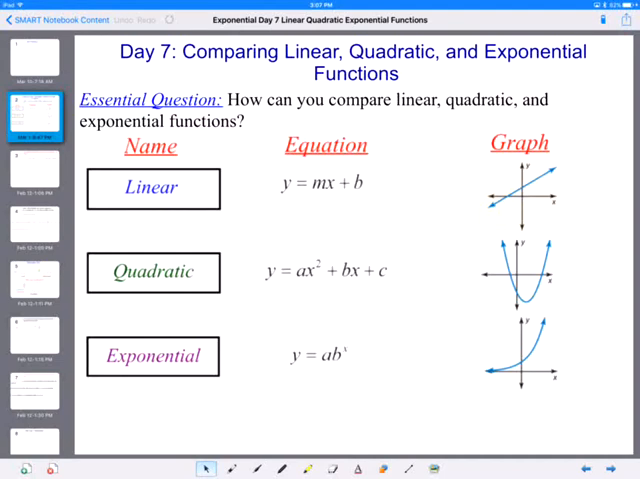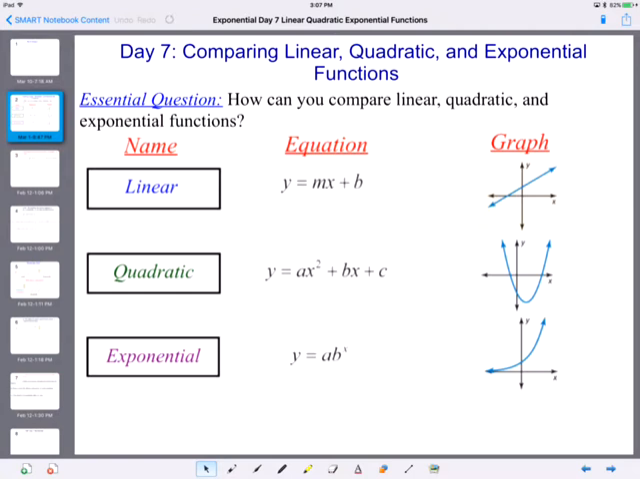Unit 7, Day 7, we are going to talk about comparing linear, quadratic, and exponential functions. Our essential question today is how can you compare linear, quadratic, and exponential functions? So I just want to refresh your memories. The names of our functions are in this left-hand column.